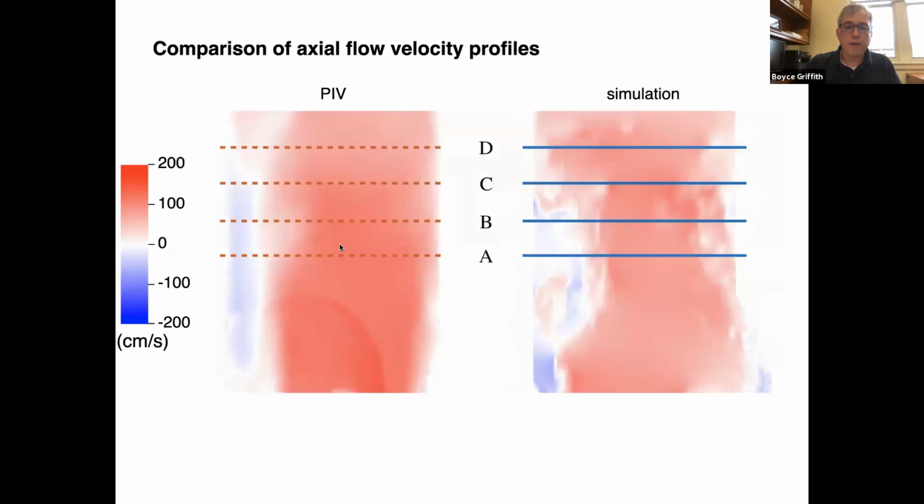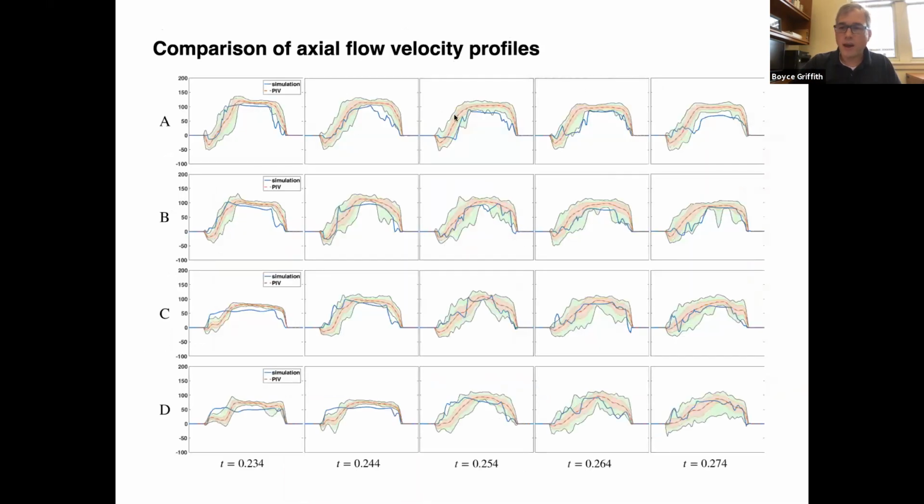Looking at flow profiles downstream of the valve, at sections A, B, C, D, which are increasing distance from the valve, we have, I would say, reasonable agreement with the flow field. The flows are very complicated. These are nearly turbulent. We're capturing the right flow rates. We're capturing roughly the right flow profiles. There's still more work to be done here for sure. This is definitely work in progress.